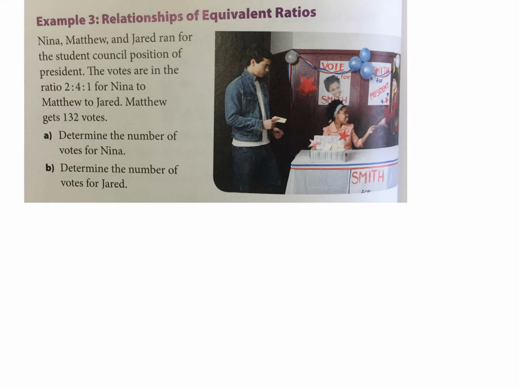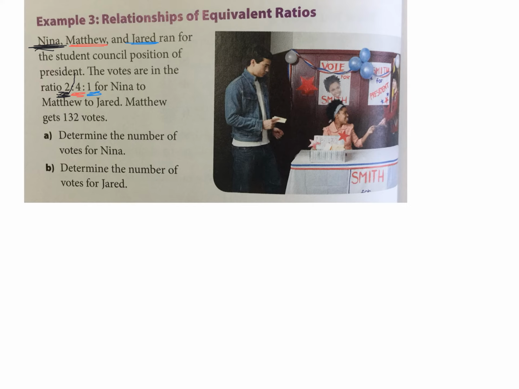Okay, in this example, we have Nina, Matthew, and Jared, who ran for student council position of president. The votes are in the ratio of 2, well, we have 2. So who got 2 votes? This is in lowest terms, by the way. Remember, the order matters. It's Nina, then Matthew, 2 to 4, and then Jared. See how I'm color coding it? Nina to Matthew to Jared. The order matters. The voting ratio is 2 to 4 to 1.